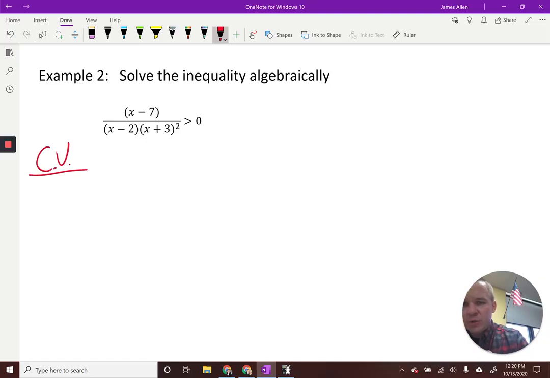Critical values. So I have an x equals 7. That's a 0, right? It's up in the numerator. I know it's a 0 here. It's going to be crossing or touching the x-axis. It's going right through it, right? It's not multiplicity of 2.